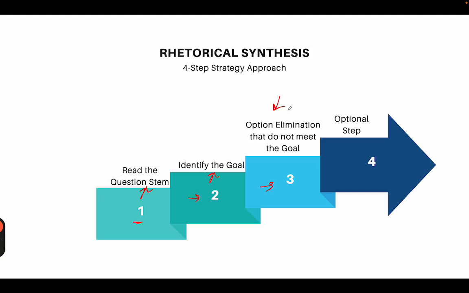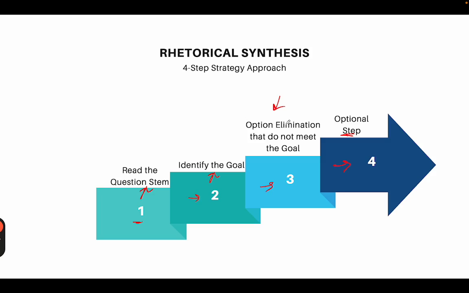Let's say there are 4 options. You are able to eliminate 2 of them, and you will have 2 of the options remaining, and you're very conflicted, you feel like both the options are meeting the goal. In such a case, you will go ahead and read the bullet points, and that's your 4th step. You will try to eliminate one more option based on the information given in the bullet points and based on the goal that you're supposed to achieve.